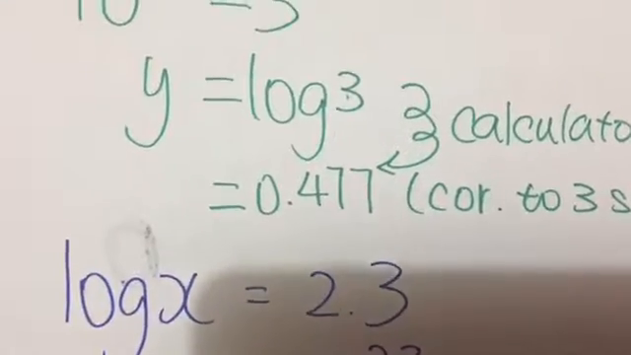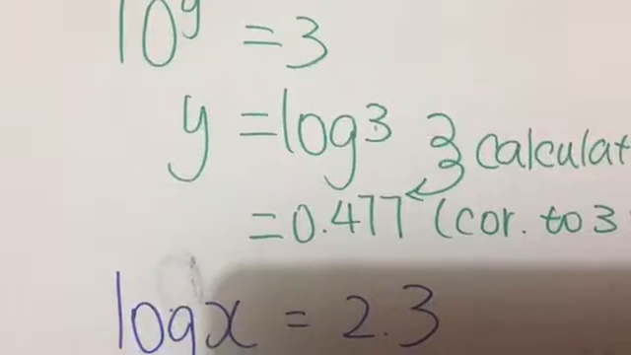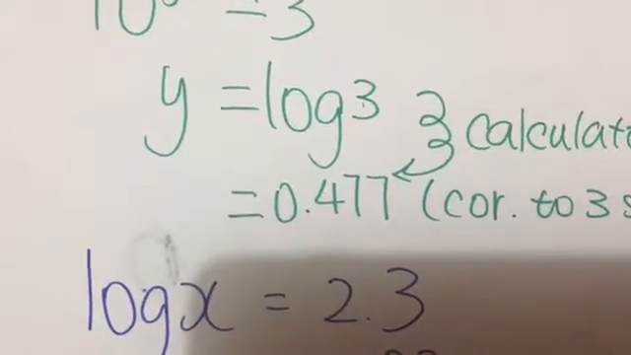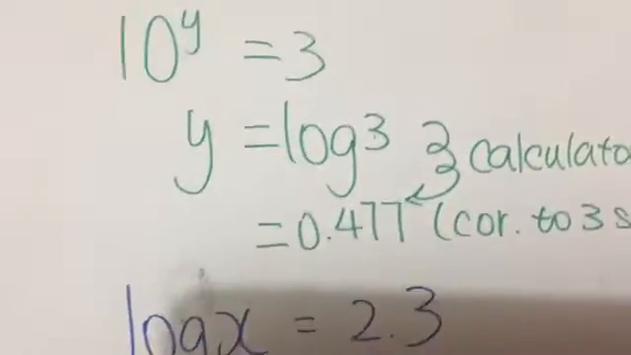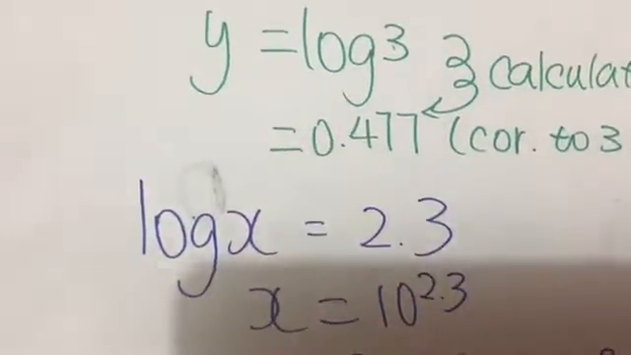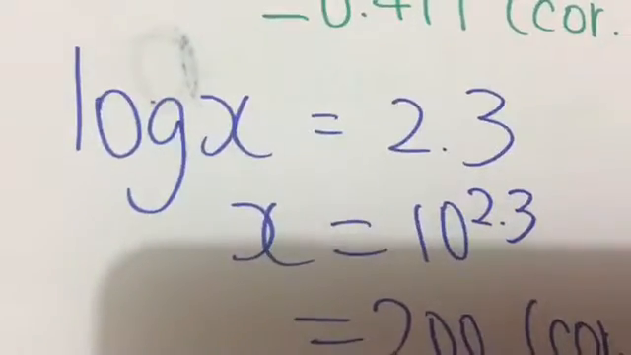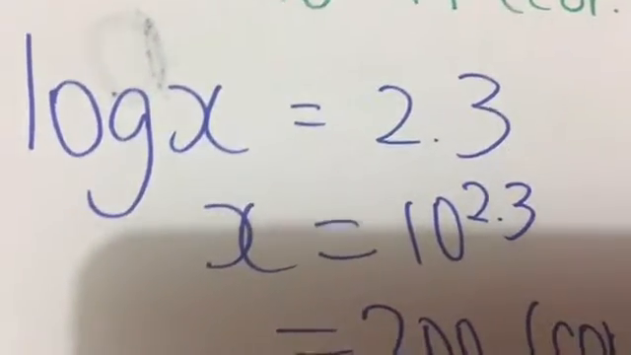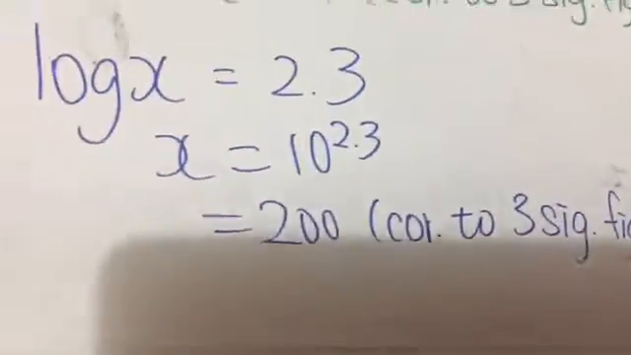And if log x equals 2.3, because log is an exponent, if you want to get rid of the log, you can rewrite it in the equivalent exponent form. That is 10 to the power of 2.3. Then, by using a calculator, you will find the answer.